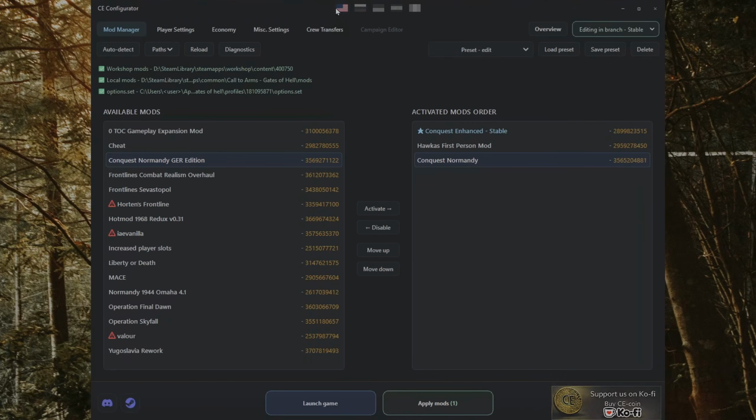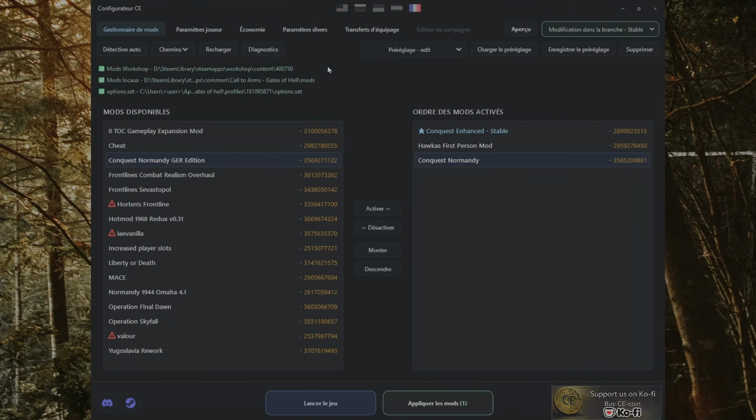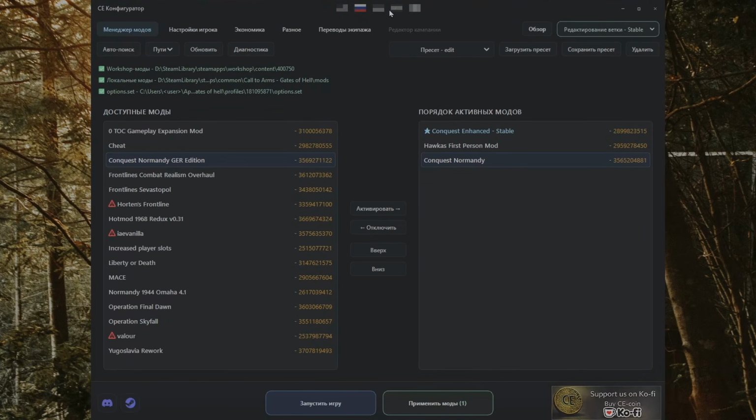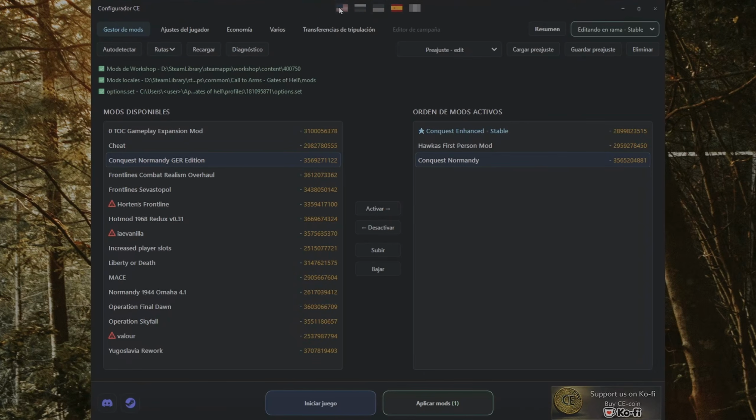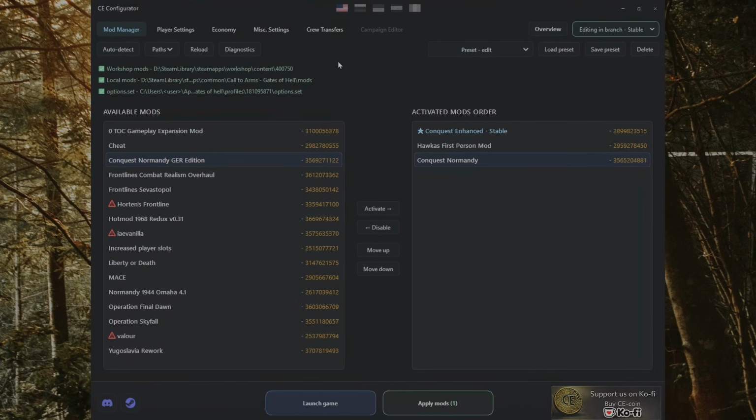On top of the app, you can select your language. So if you're a French speaker or Russian or Ukrainian or Spanish or English, you can switch easily, which is pretty cool. In the top left corner, we have Mod Manager, and Mod Manager allows you to essentially find all the mods. They can be local, they can be from the workshop, but essentially this is where they are.